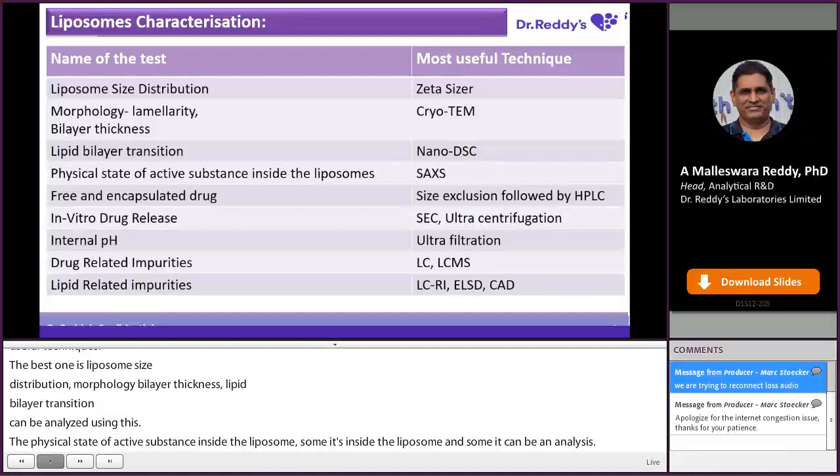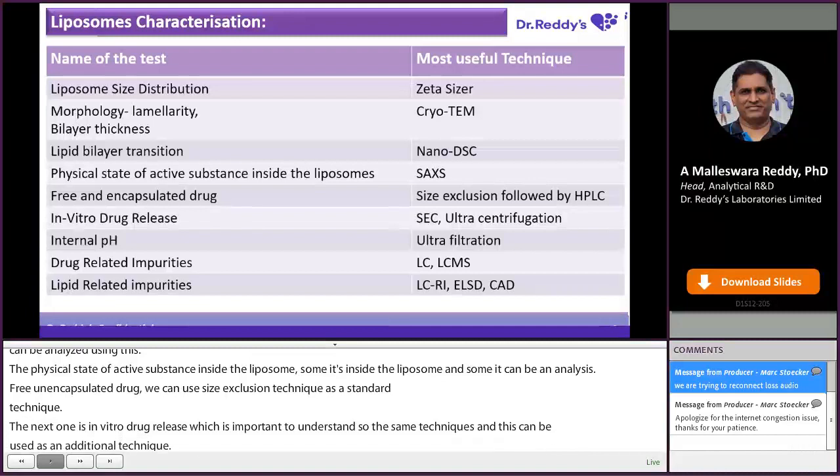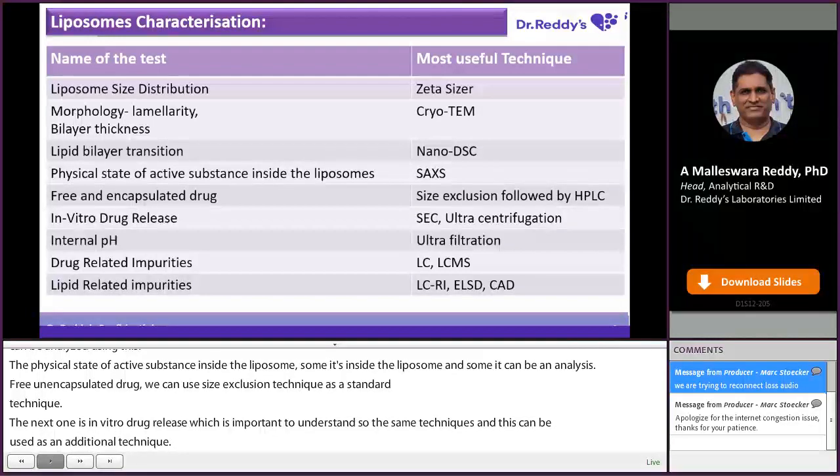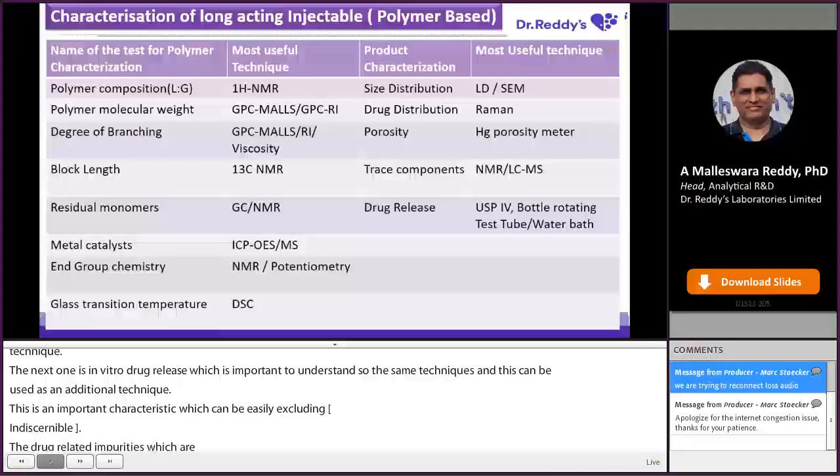Next is in vitro drug release, which is important to understand our drug release characteristics in the human body. Again, the same size exclusion technique can be used, and ultracentrifugation can also be used as an additional orthogonal technique. Internal pH is another important characteristic, which can be easily assessed using ultrafiltration by excluding the external environment. The next important thing is drug and lipid impurities, which are analyzed using LCMS and detectors like RI, ELSD, and CAD, where the nonchromophoric impurities can also be characterized.